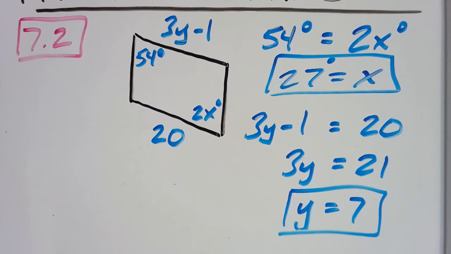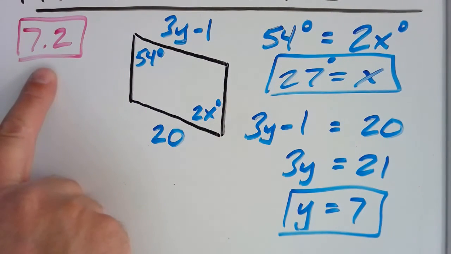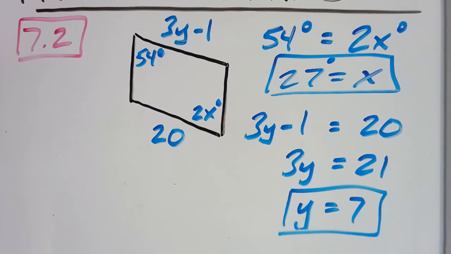You just have to basically make sure you set your equations equal to each other properly. Opposite sides are congruent, opposite angles are congruent. Those are the 2 properties we used here in this example. Be prepared for the others. You can find a full list of the properties of parallelograms in Chapter 7, Section 2. But I'll go ahead and stop the recording right there.